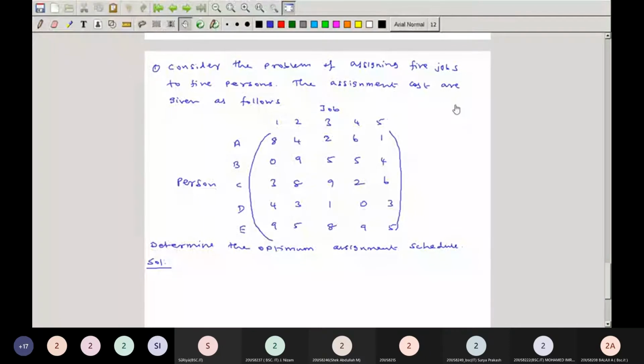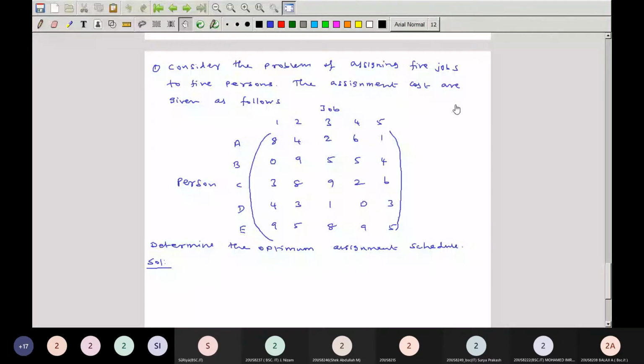Step 1: subtract the smallest cost element of each row from all the elements in the row of the given cost matrix. See that each row contains at least one zero. Step 2: subtract the smallest cost element of each column from all the elements in the column of the resulting cost matrix obtained by step 1. Step 3: assigning the zeros.